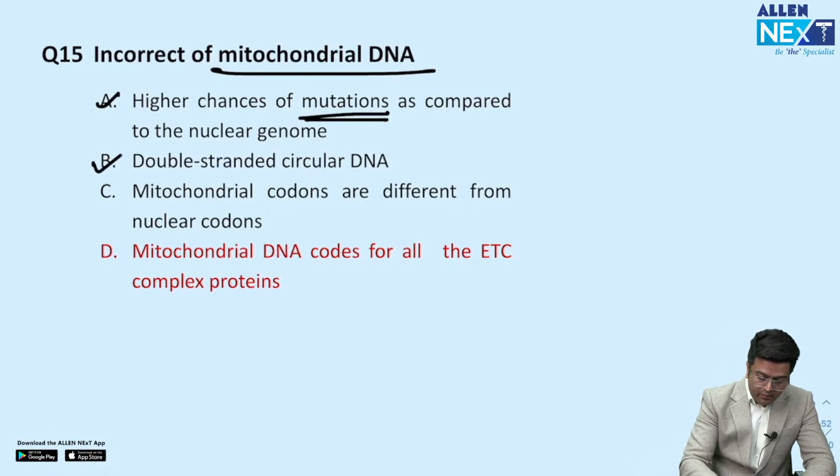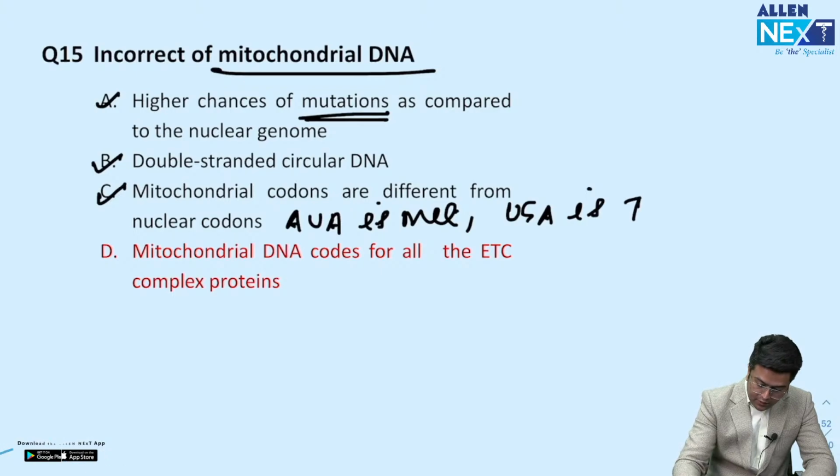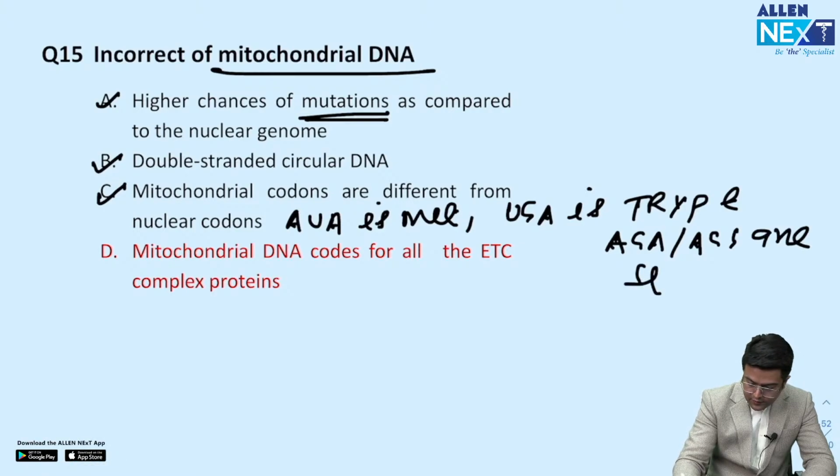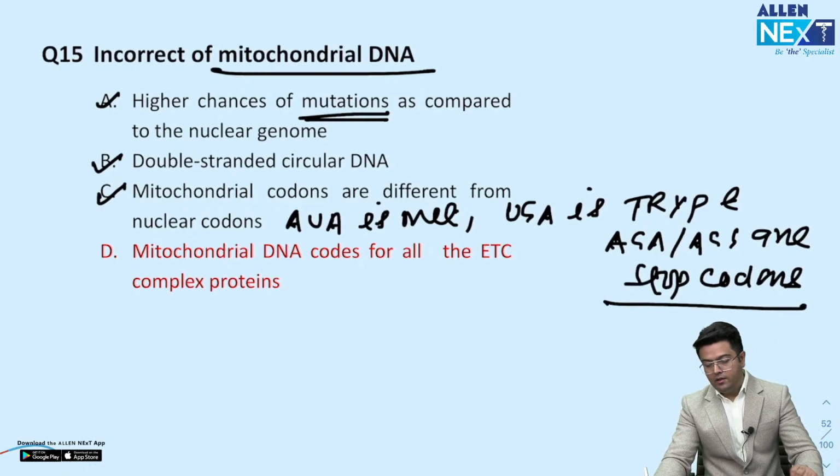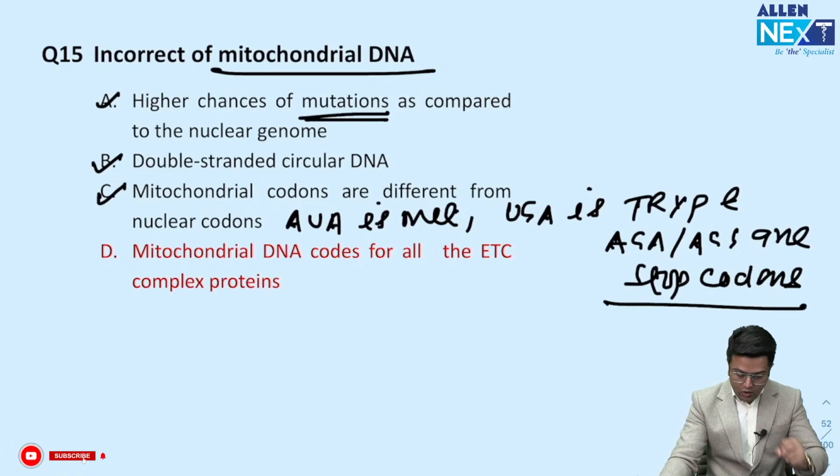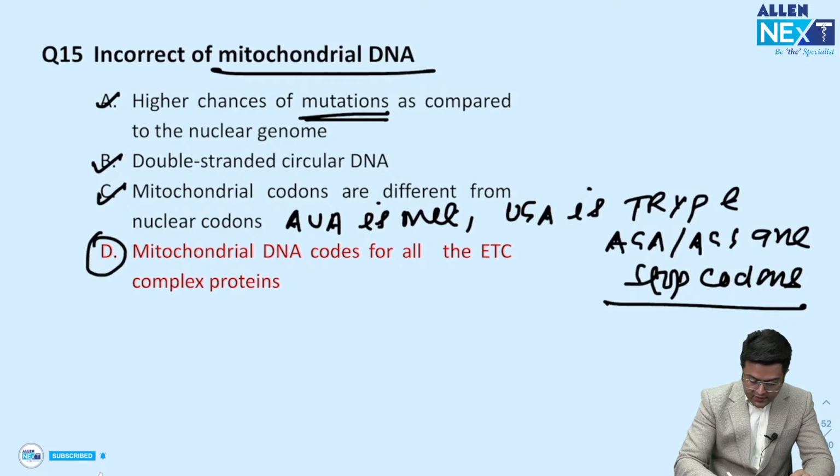Okay. Double stranded circular, yes, right? Mitochondrial codons are different from nuclear codons. Yes, guys. For example, AUA is methionine, UGA is tryptophan, and AGA and AGG are stop codons, right? So they are stop codons. Clear? Option D, that is our answer.